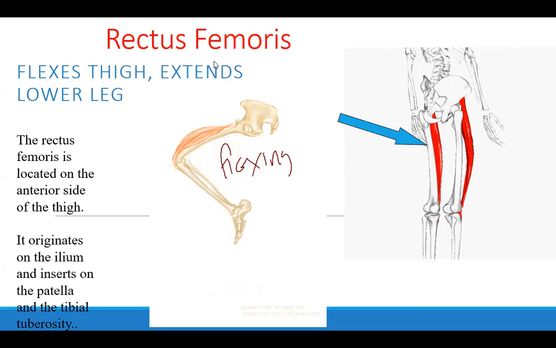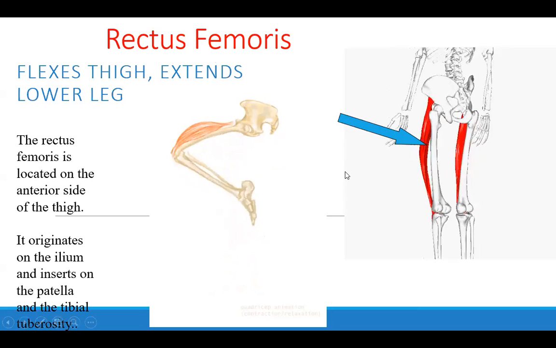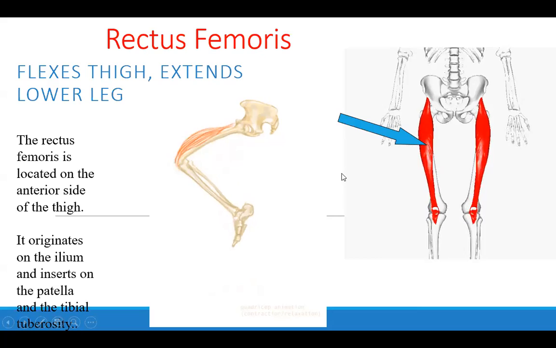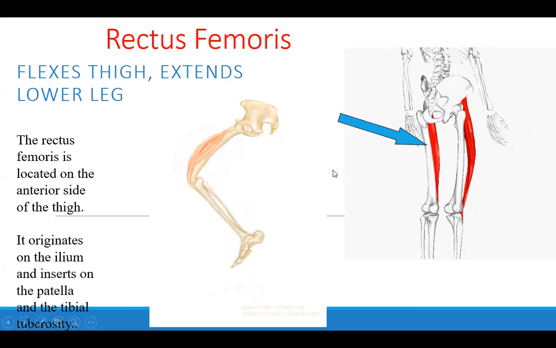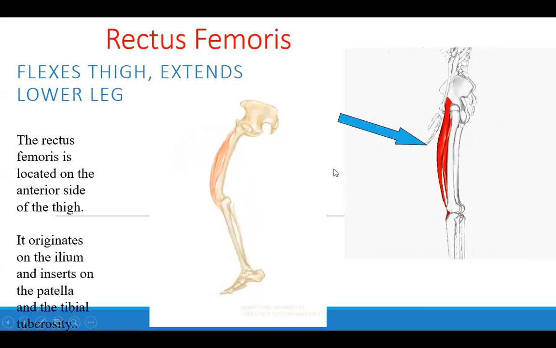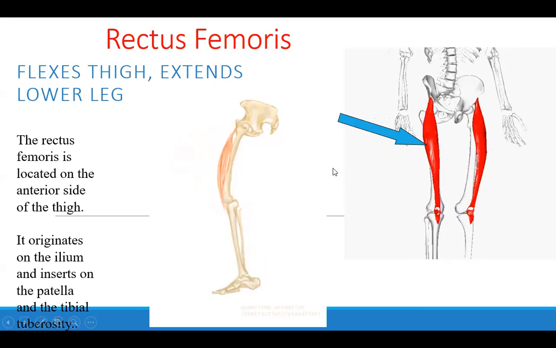If we kick our leg out, we are extending our lower leg. This is the actions of all the quadriceps. They all do the same thing. Flex the thigh, extend the lower leg. And whether they are the vastus intermedius, vastus lateralis, vastus medialis, or the rectus femoris, they're all the quadriceps. They all do the same thing.